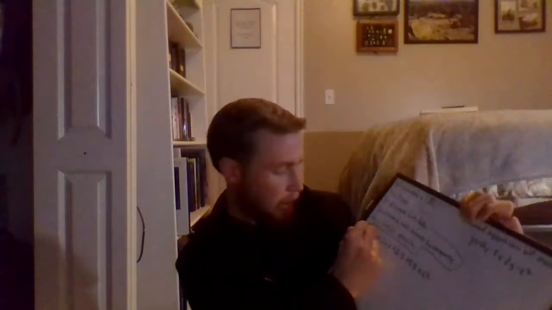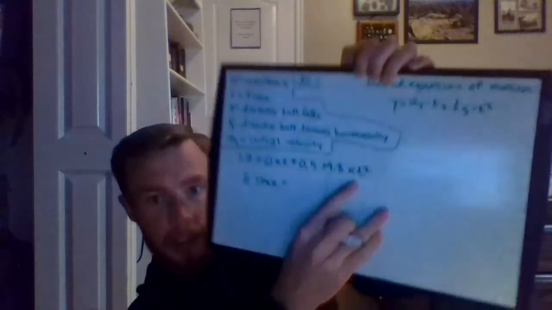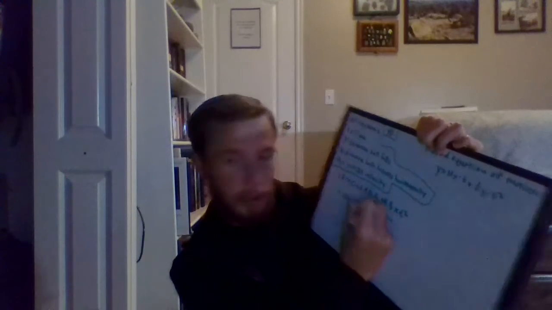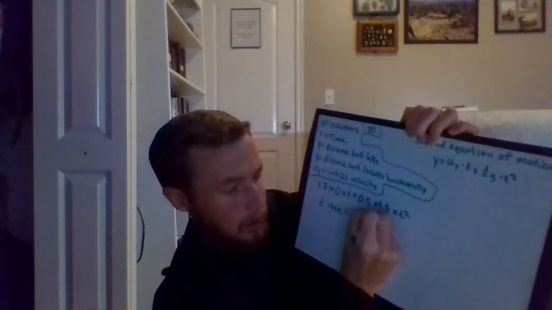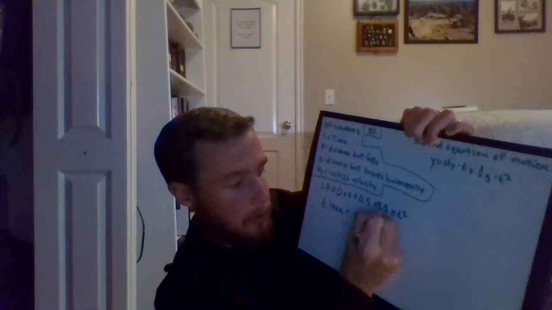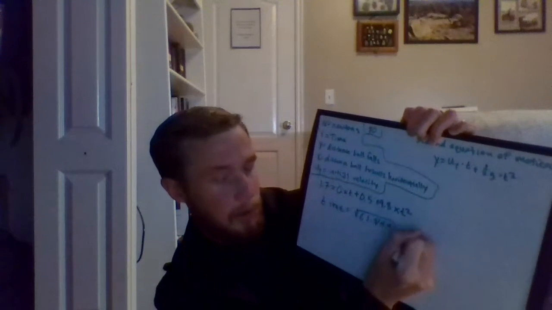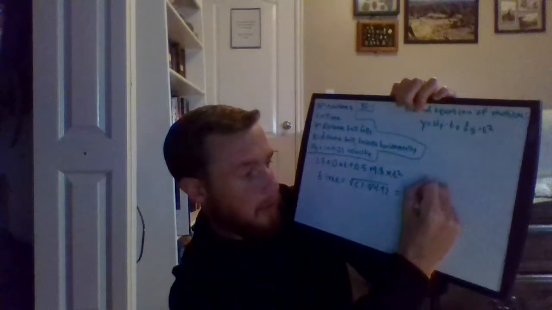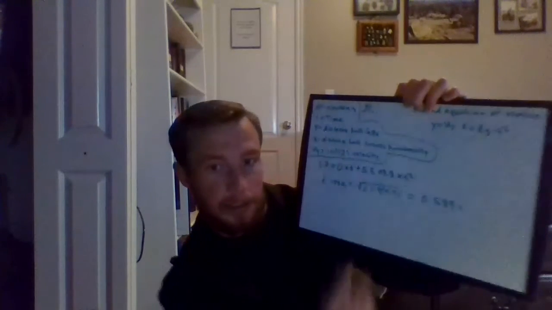And then to figure out the time, if we isolate the t by itself, we get the square root of 1.7 divided by 4.9, which equals 0.589 seconds.